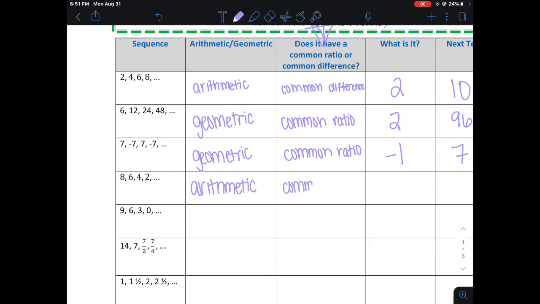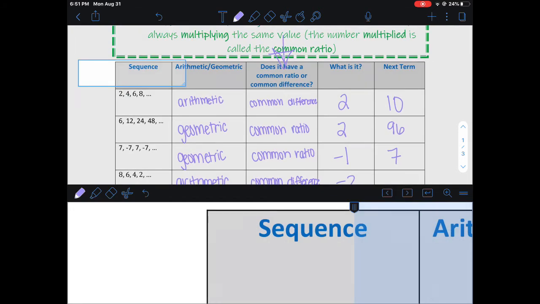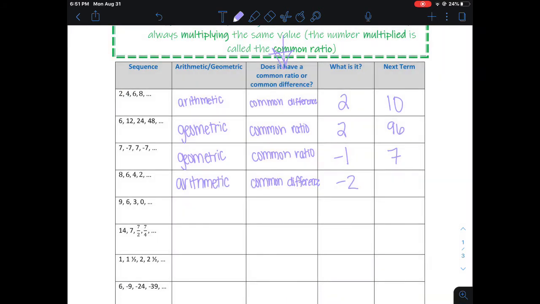We have a common difference, and our common difference is -2. So that means our next term will be 2 plus -2, which is 0.